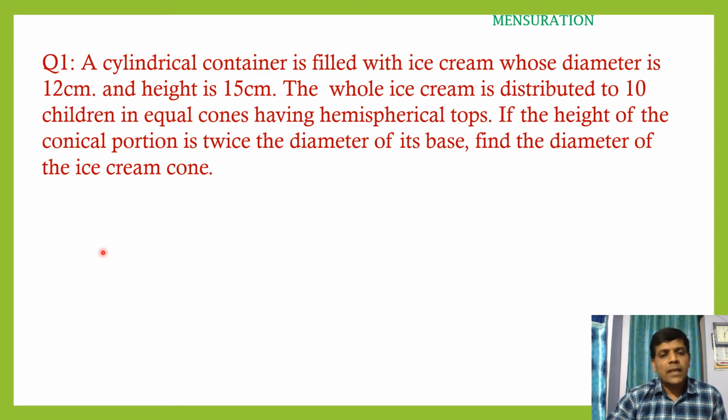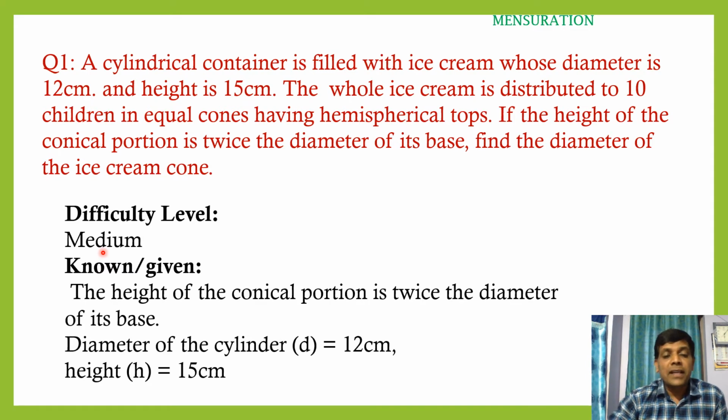We are going to analyse it. Based on the question, is it easy, difficult or hard? The difficulty level is medium, because the given question depends on the cylinder, cone and hemisphere. So what is the given data? The height of the conical portion is twice the diameter of its base. This is the main concept.